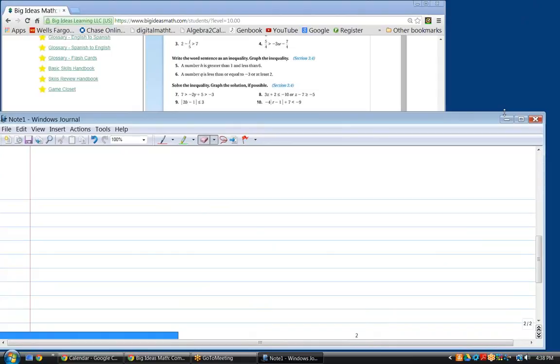Let's look at 9. First of all, we need to know what this means. Whenever you have an absolute value equation, always know that it means two different things. We got this or that.